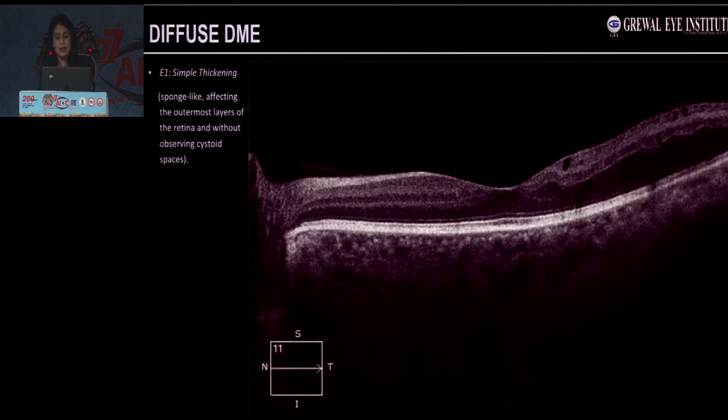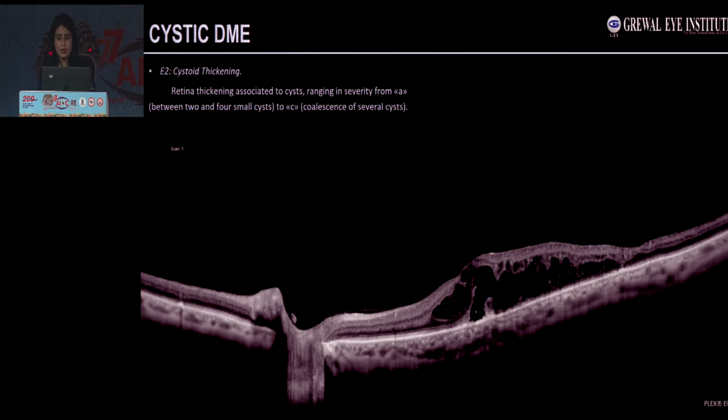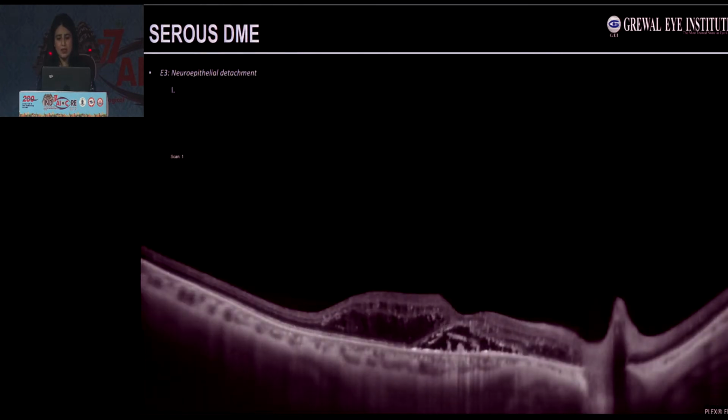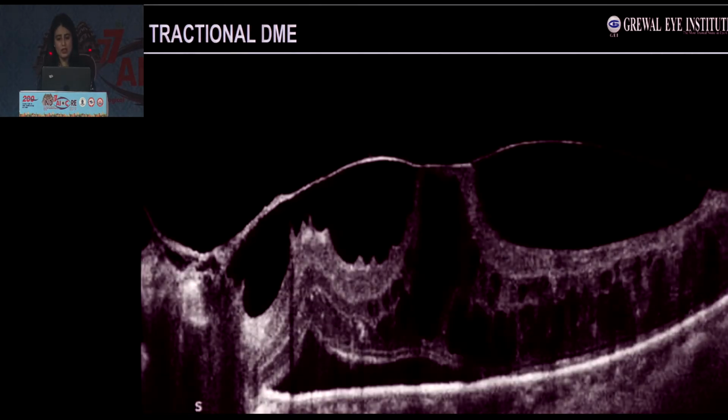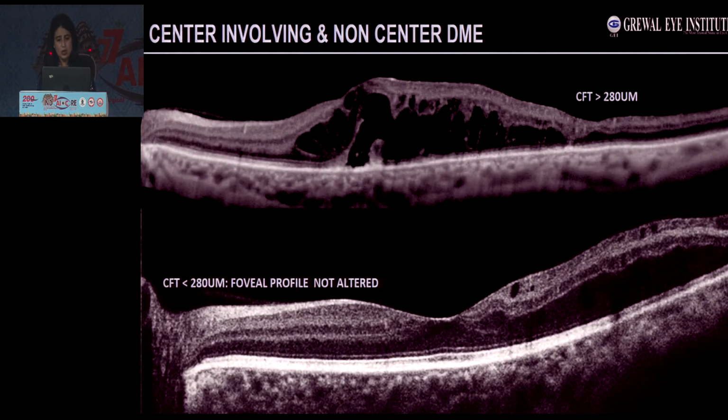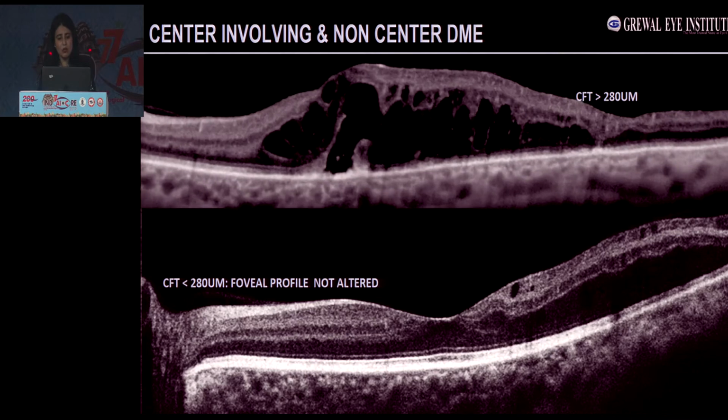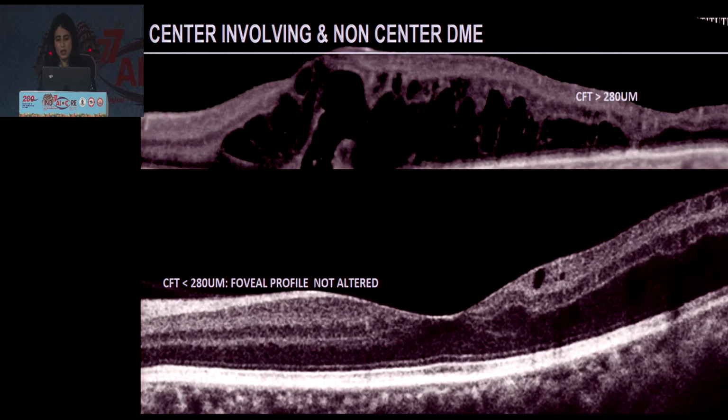In clinical practice, these are the common patterns that we usually see. This is a diffuse DME, just thickening in the outer nuclear layer. This is a cystic type, and then the serous type where you see the neurosensory detachment. Then there is a tractional component to it. Also, another way of looking at it, and in randomized trials, is center involving and the non-center involving.